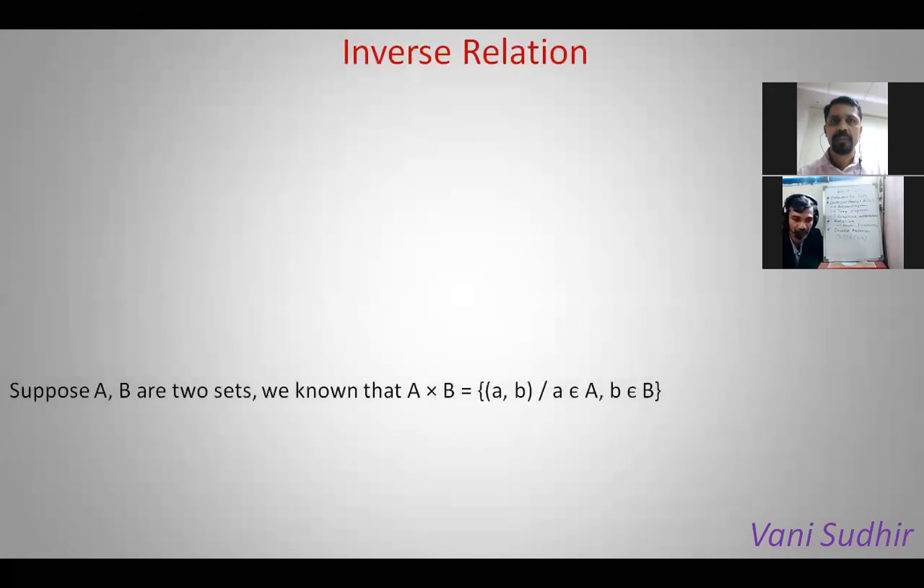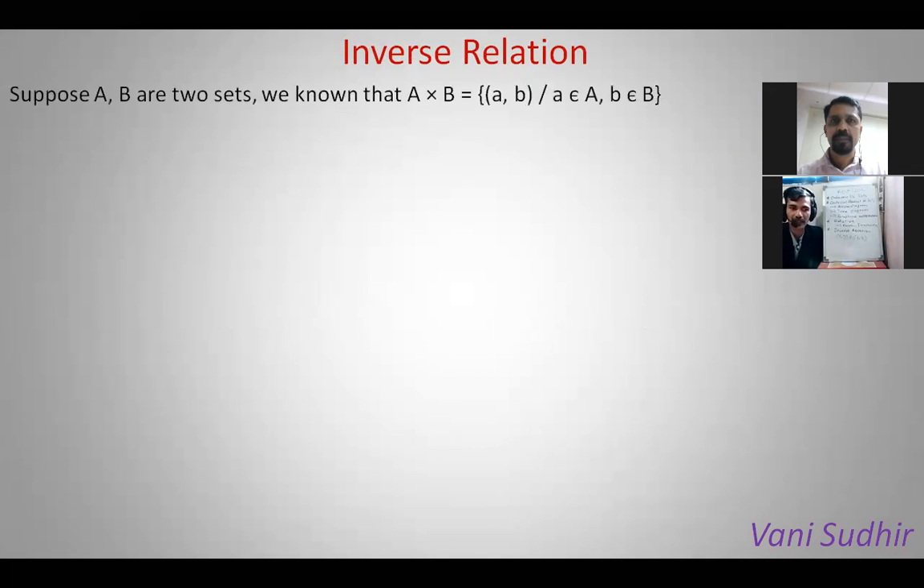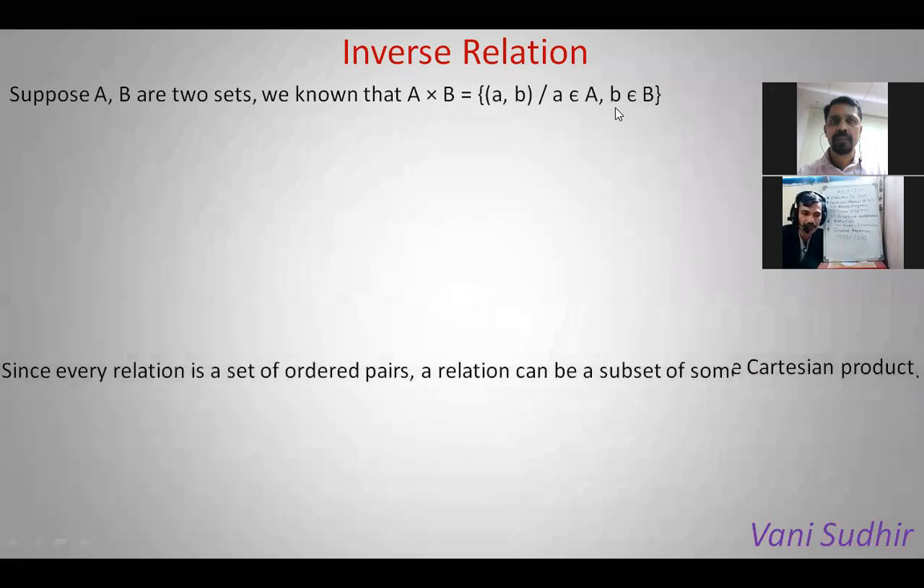Now we'll talk about inverse relation. First we'll give the definition. Cross product, you know, we have to take two sets A and B. How will you define the cross product? A cross B: we take all possible ordered pairs whose first coordinate is taken from the first set and second coordinate from the second set.